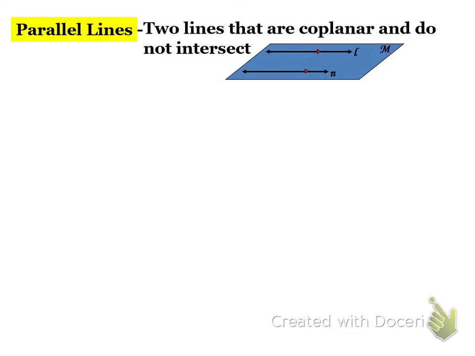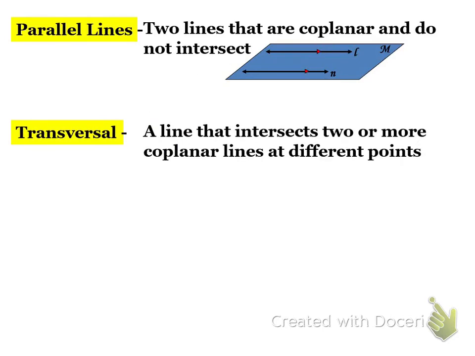All right, and then the second word is transversal. What is a transversal? Yeah, a line that intersects two or more lines. And then it does say at different points.